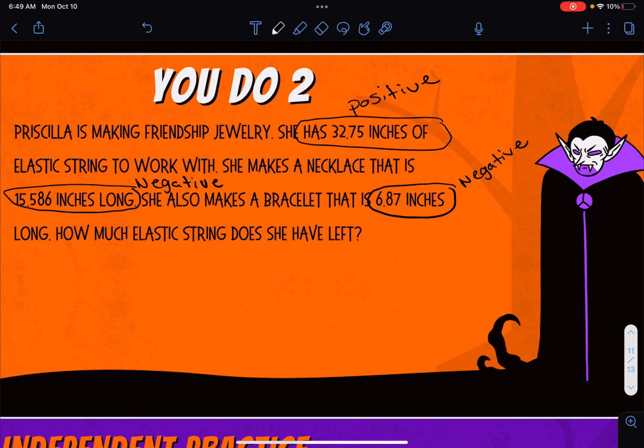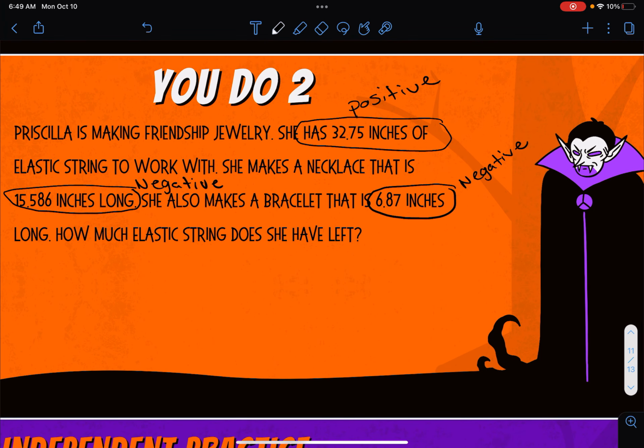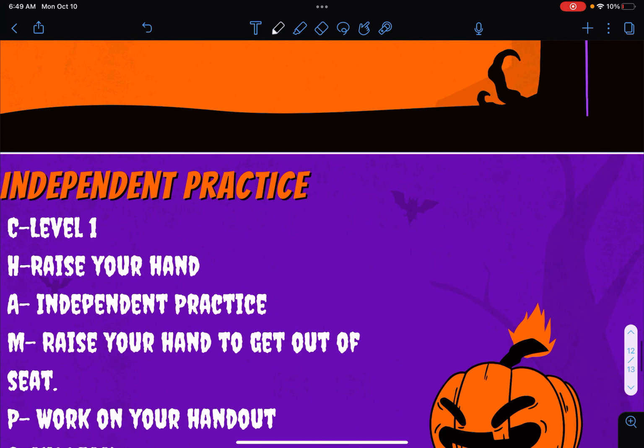Just remember that you are putting your larger number on top, and by larger I mean greater value, not the one with the most digits. No, it's the one that has a greater value. Okay, so you might have to add some placeholders. Sorry, not place values, placeholders for your place values. All right. So once you're done with that, you're going to go ahead and move on to your independent practice.